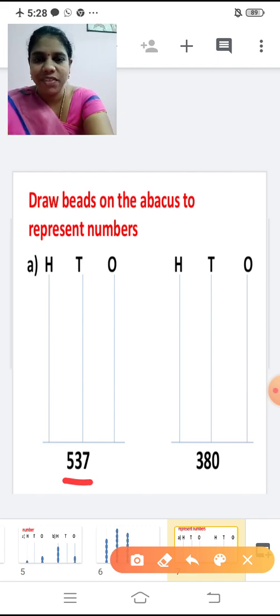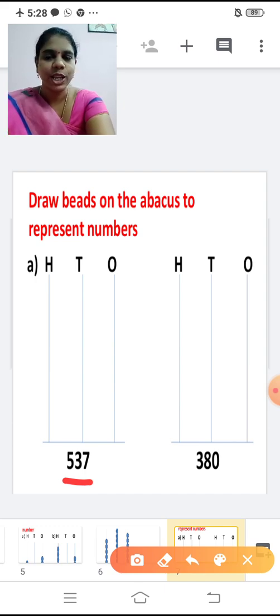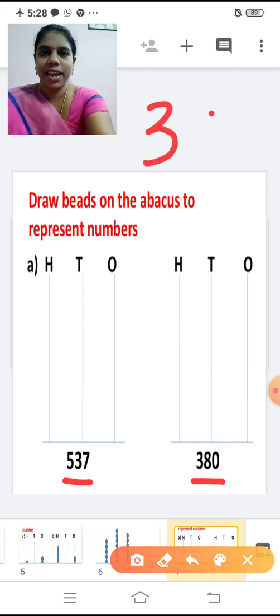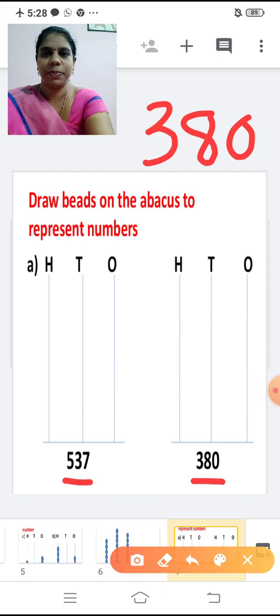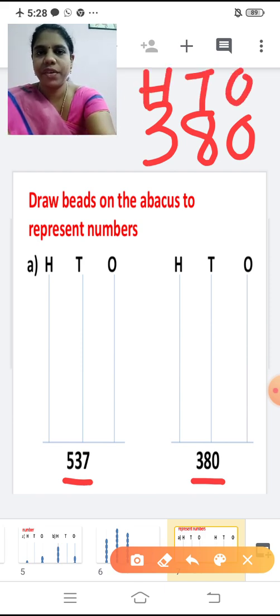You're going to draw 7 beads in the ones place, 3 beads in the tens place and 5 beads in the hundreds place. So you all will draw this, right? Shall we move on to the next sum? Yes. So the number is 380. Hundreds, tens, ones.